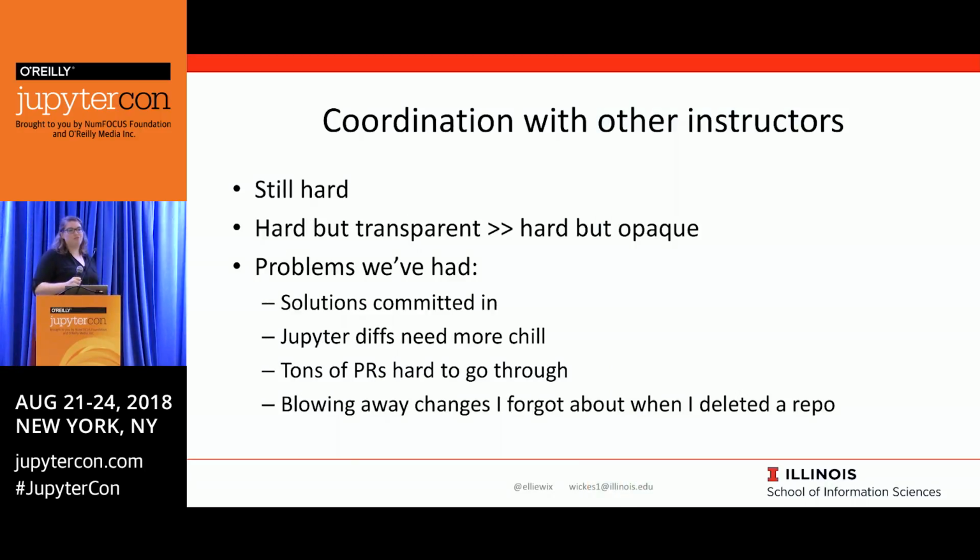Coordination is still hard, but I'd rather have transparent coordination with timestamps than completely opaque coordination. That's also still hard. The various problems we've had with this: the solution files got committed in once. The Jupyter diffs, at least stock out of the box inside of GitHub, need more chill. Tons of PRs, it's really hard to work through because we need to work on that kind of communication and etiquette inside of our own team. And I definitely blew away a lot of changes my TA made when I deleted the repository because I misread the timestamps. But we had a backup for the stuff we really needed, so that worked.